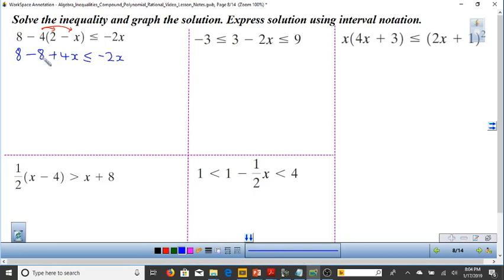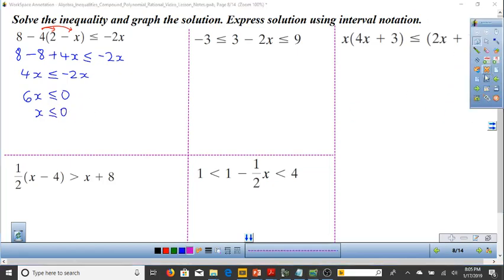And of course, 8 minus 8 is 0. So we end up with 4x is less than or equal to negative 2x. To get the x's together, I add 2x to both sides, and I get 6x is less than or equal to 0. At which point I divide both sides by 6, and so now x is less than or equal to 0. If I were to draw the solution on a number line, let me create a number line here.